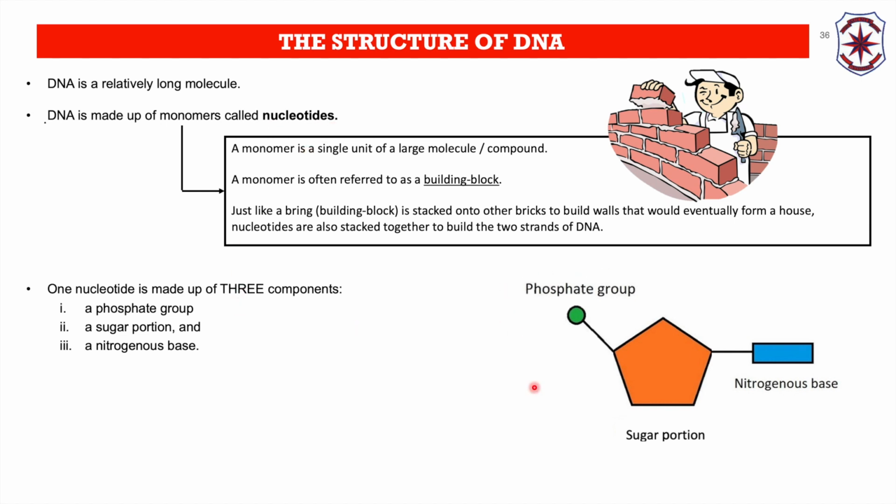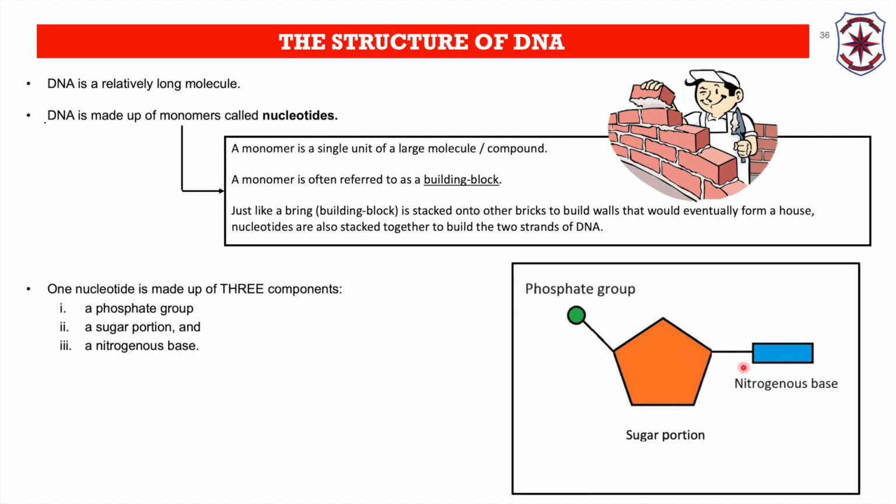One nucleotide, this whole thing is one nucleotide, is made up of 3 parts. The first one is a phosphate group over there, and then a sugar portion over there, and it may contain one nitrogenous base over there. It must contain one nitrogenous base. Now, the nitrogenous bases, there are 4 kinds of nitrogenous bases, but one nucleotide carries one nitrogenous base.